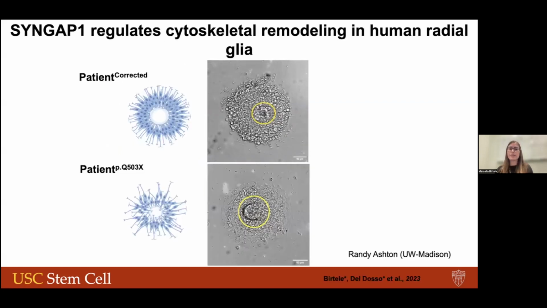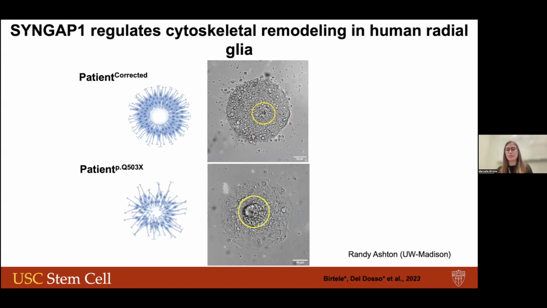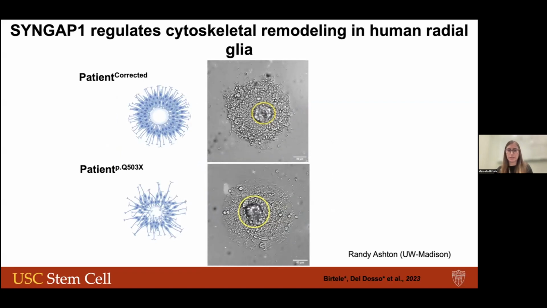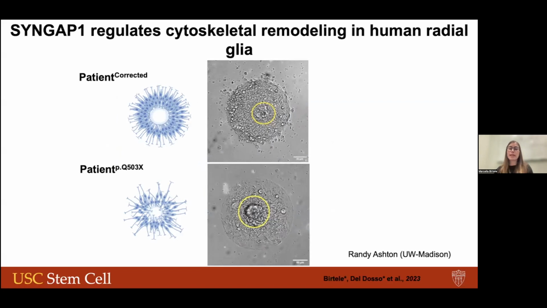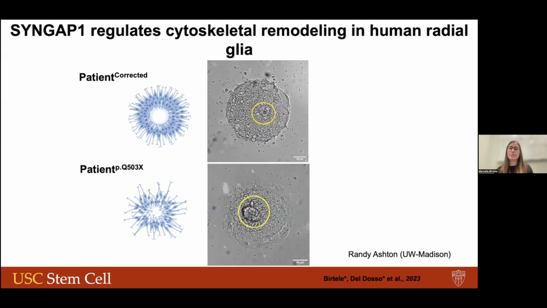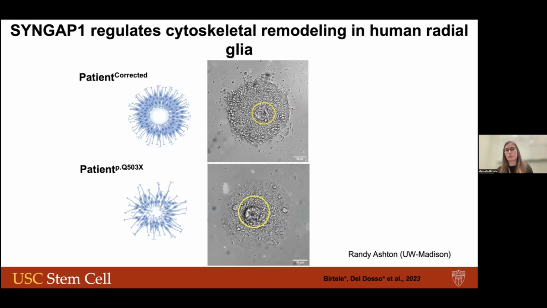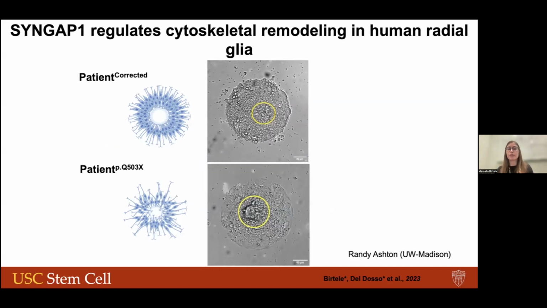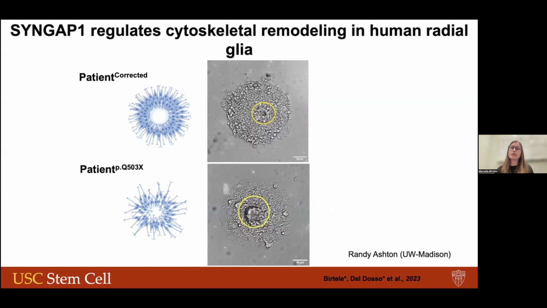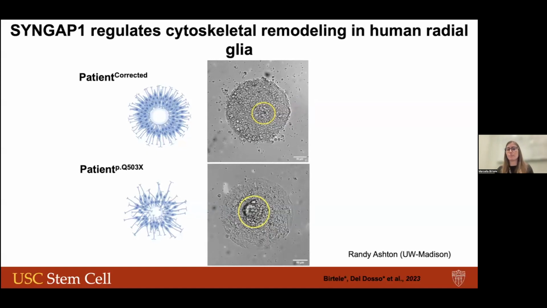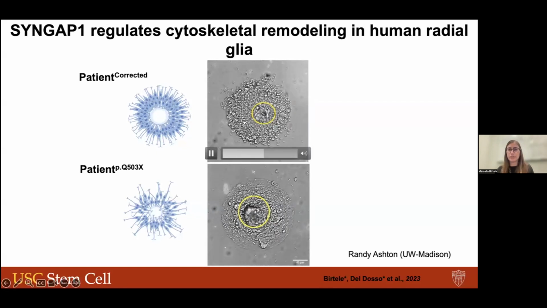So to model this very early stage of the ventricle formation, we collaborated with Randy Ashton, who developed a 2.5D model system where we can culture cells in a confined area and differentiate them into neural progenitors. Upon differentiation, these cells will spontaneously start to organize and form a rosette-like structure, which resembles the ventricle formation of the brain.